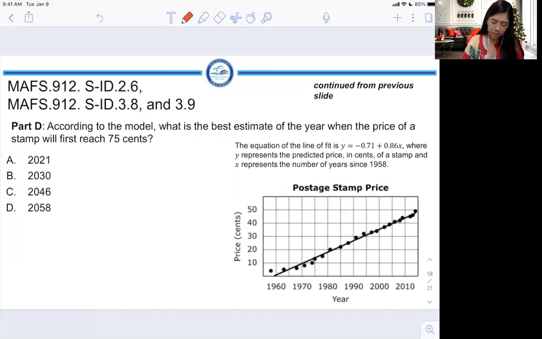Miss, what happened to part B? I skipped it because it had to do with something that's not really on the test, so it's fine. All right, last one of this problem. According to the model, what is the best estimate of the year when the price of a stamp will first reach 75 cents? Okay, so again, I'm going to write the equation down.